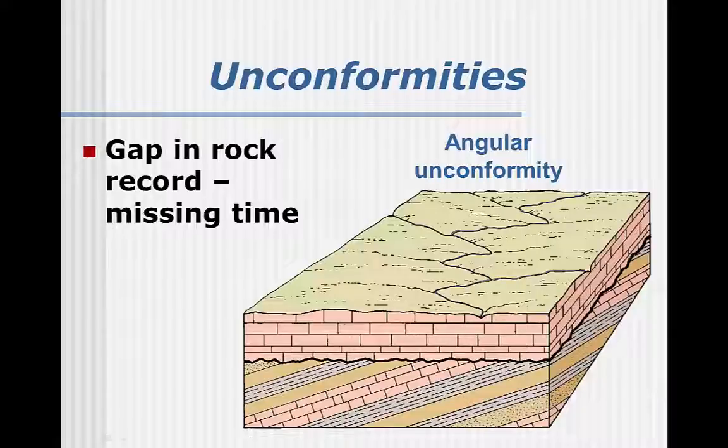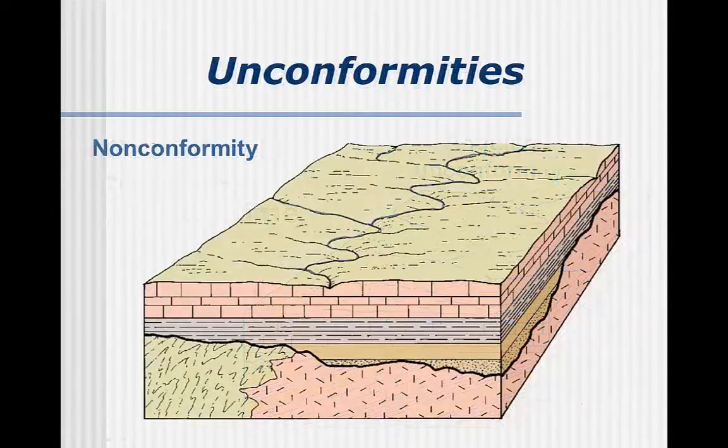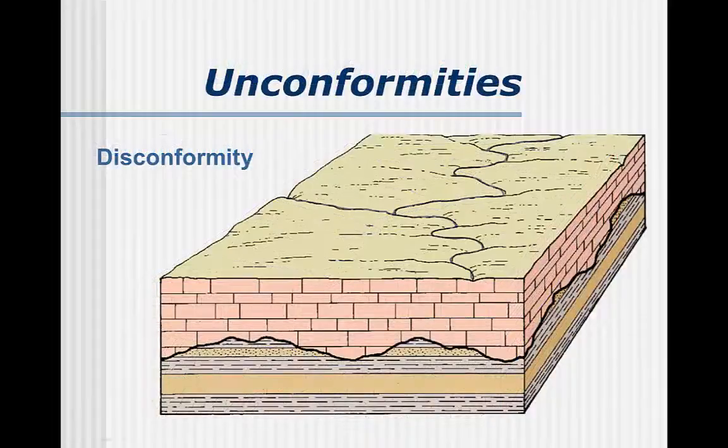Unconformities are gaps in the rock record. The three types discussed in your textbook differ by the type of rock that is eroded before deposition of sediment resumes. Angular unconformities occur when the erosion happens on tilted or folded sedimentary rocks. Nonconformities occur when the eroded rock is igneous or metamorphic. Disconformities occur when the eroded beds are horizontal sedimentary rocks.